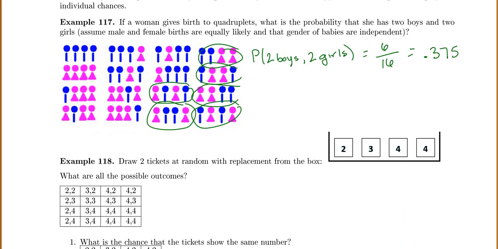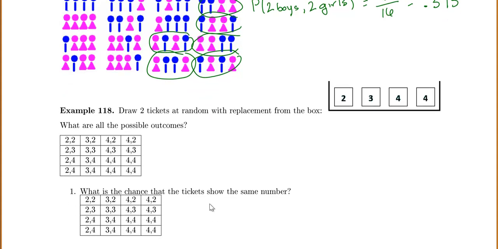For our next example, let's say that we want to draw 2 tickets at random with replacement from this box. This box has the tickets 2, 3, 4, and 4. We're going to draw 1 ticket out, look at it, put it back, and then draw another ticket. So what are all the possible outcomes? To save us time, I've listed out all the possible outcomes. So you can get a 2 and a 2, or 2 and a 3, 2 and a 4, etc.